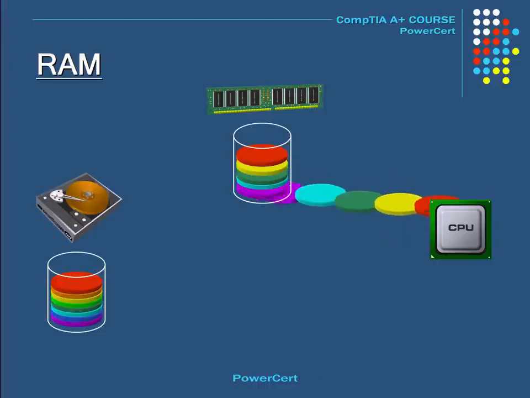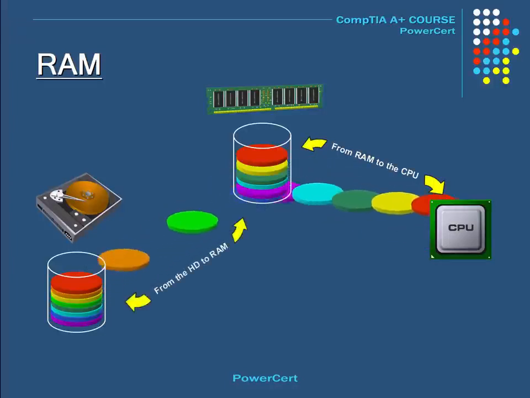Now, a lot of times, if the memory is too low, it might not be able to hold all the data that the CPU needs. And when this happens, then some of the data has to be kept on the hard drive to compensate for low memory. So instead of data going from RAM to the CPU, it has to do extra work by going back to the hard drive.